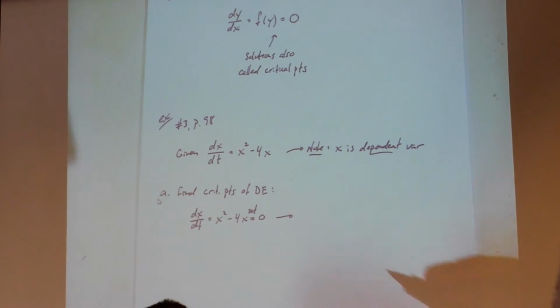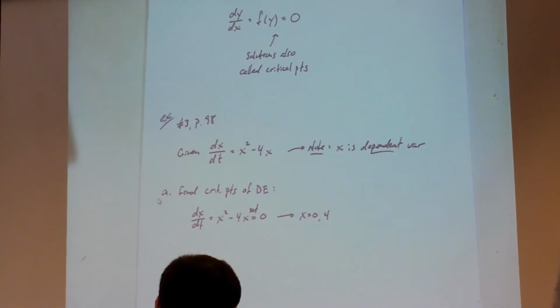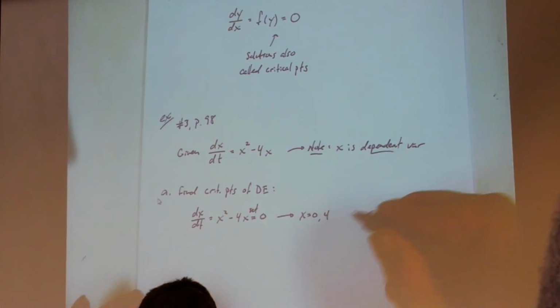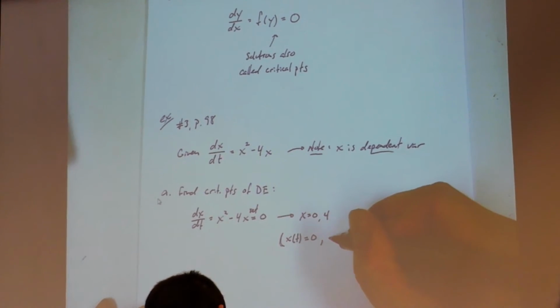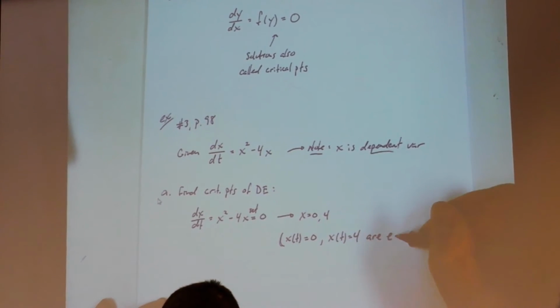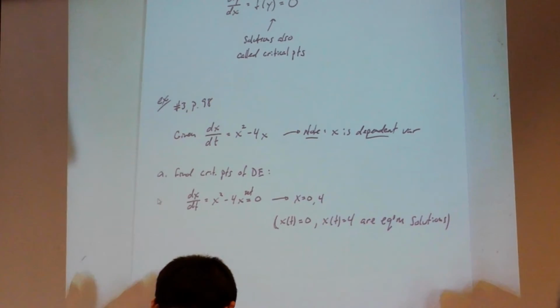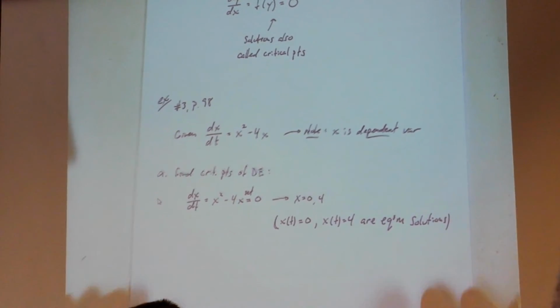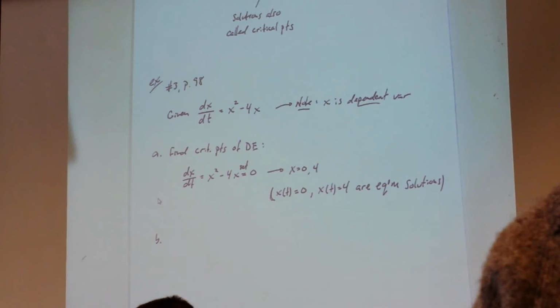It feels good to solve something like this again. Okay, so those are the critical points. In other words, x of t equals 0 and x of t equals 4 are our equilibrium solutions. I'm going to abbreviate equilibrium like that. Let's analyze these and find out if each of those is stable or unstable, and how are we going to find that out?